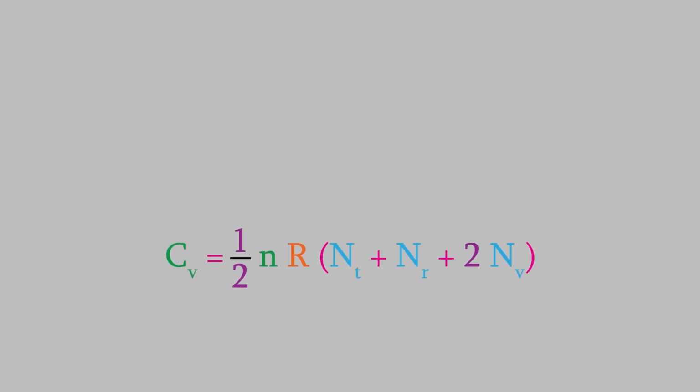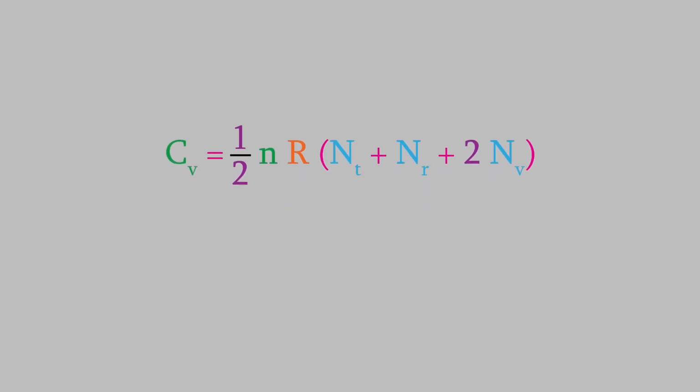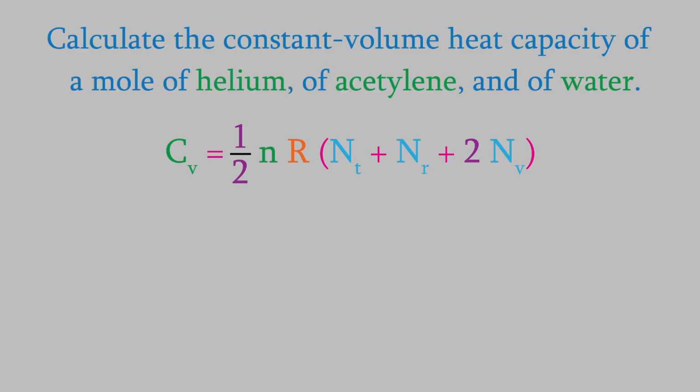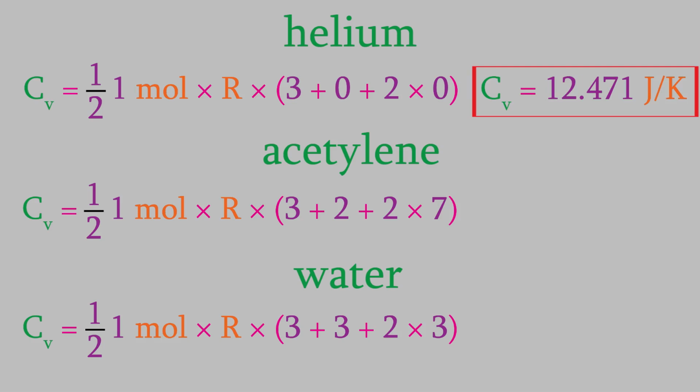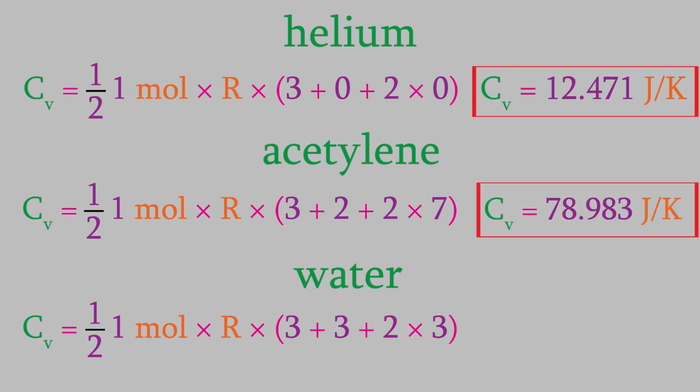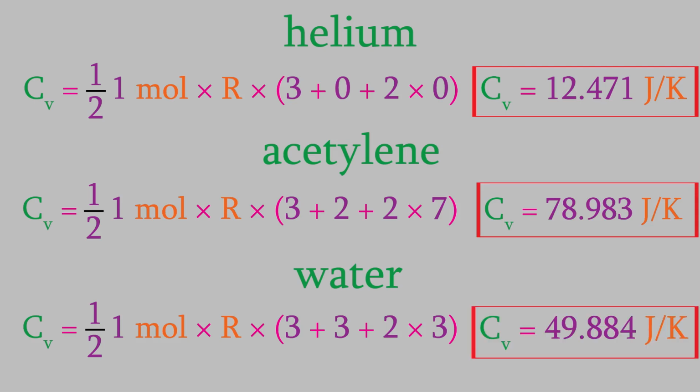So, we can use this equation to determine the constant volume heat capacity of any gas as long as it behaves like an ideal gas. So, for instance, let's determine the heat capacities of a mole of helium, a mole of acetylene, and a mole of water. We already determined the degrees of freedom for each of these gases a little earlier in the video, so we'll plug those values into the equations. That gives us a heat capacity of 12.471 joules per Kelvin for helium, 78.983 joules per Kelvin for acetylene, and 49.884 joules per Kelvin for water.